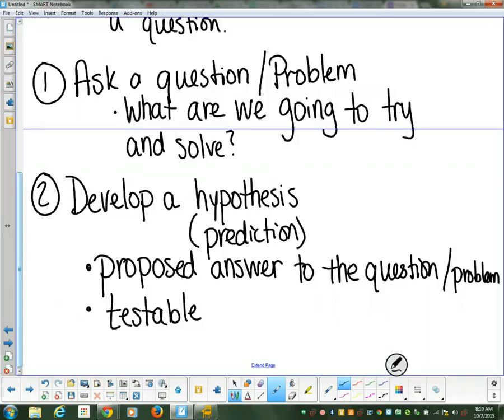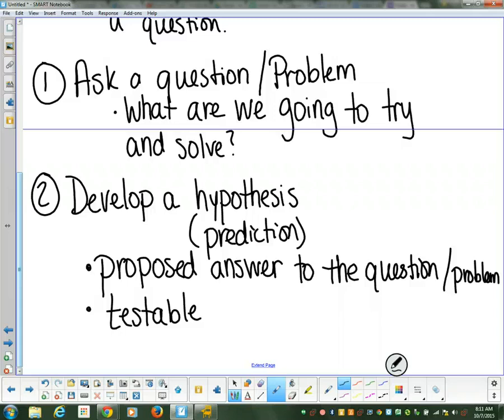All right? So we know that we have a question. We know that we have a hypothesis. Some of us thought that running, some of us thought walking, some of us thought that it would be the same. So now what's the next thing that we would have to do if we were going to use the scientific method to try to solve this?